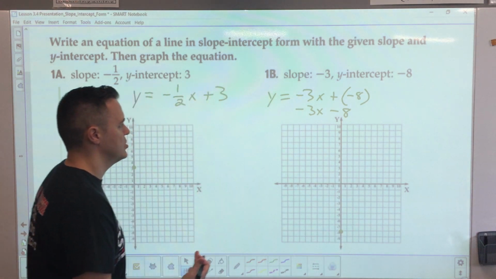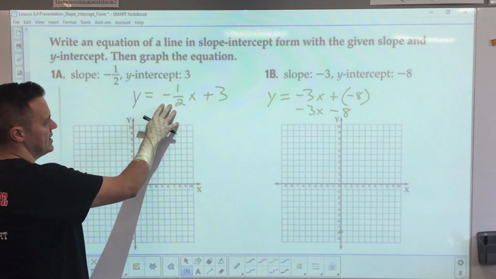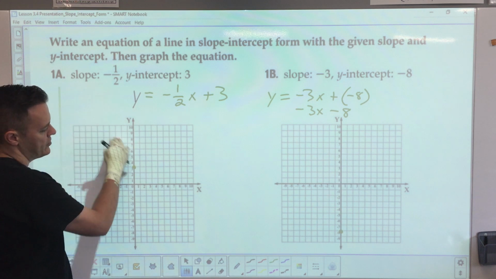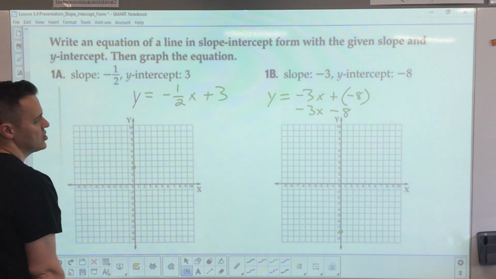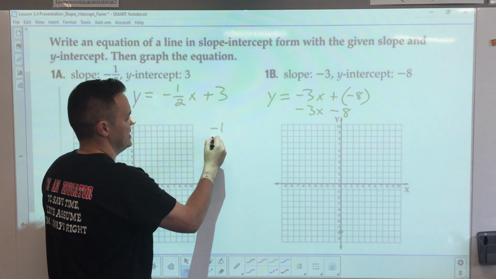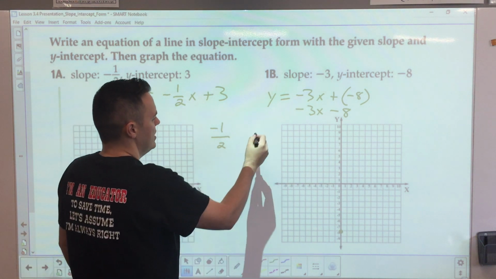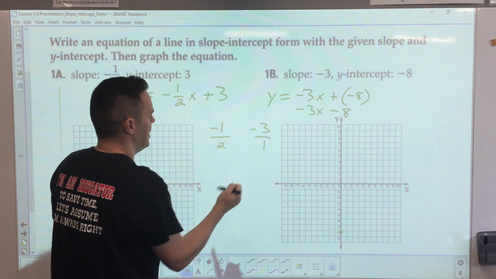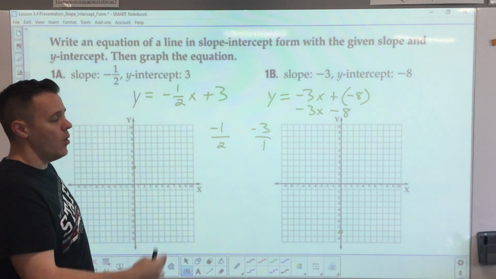And then from there, you just do your slope. So these are both negative. Since they're negative, I know that they're going to have an angle going down. And remember on the rise over run that the top part technically should look like this: -1/2, and then this one will be -3/1, because it's the rise that will go up and down.